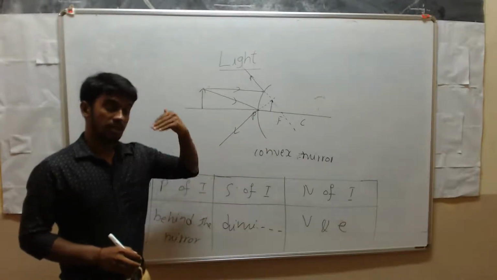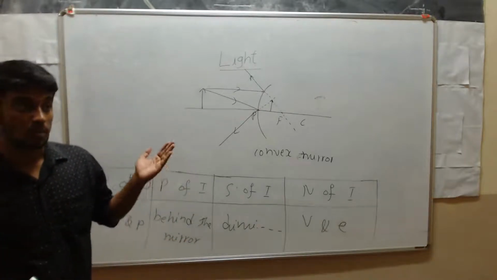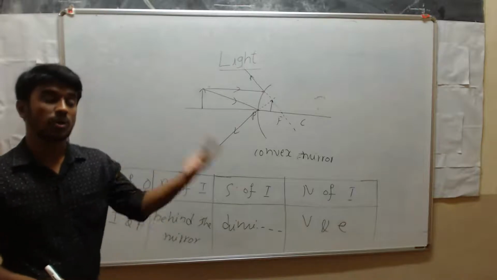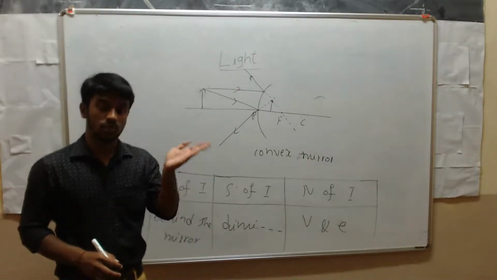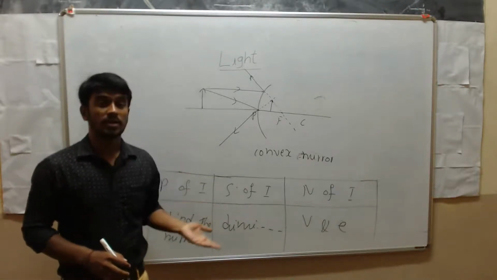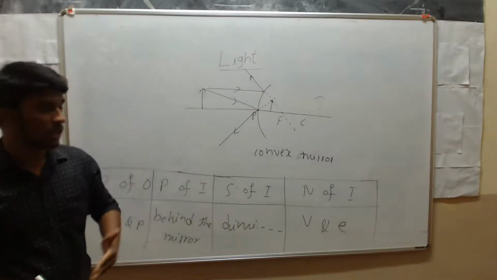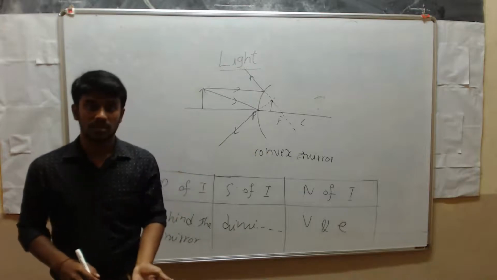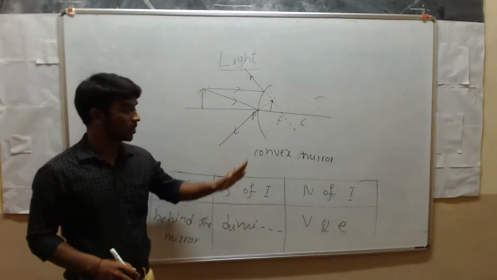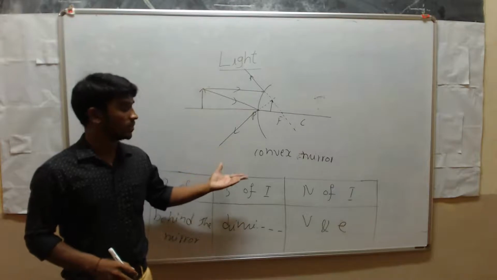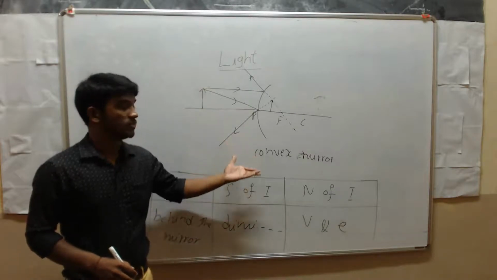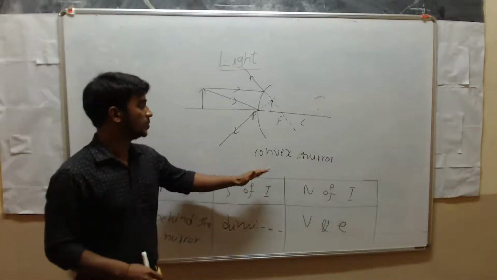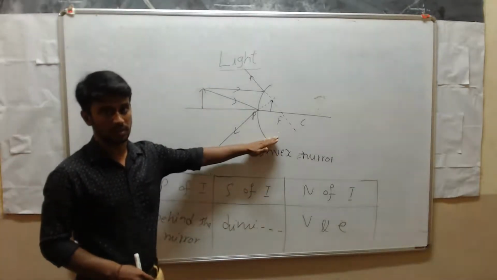But the images formed by a concave mirror are both virtual and real. See, that depends on where you keep the object. When you keep the object between F and P in a concave mirror, then you will get the virtual image. But in a convex mirror, the images formed are always virtual and erect. You won't get real images using convex mirrors.